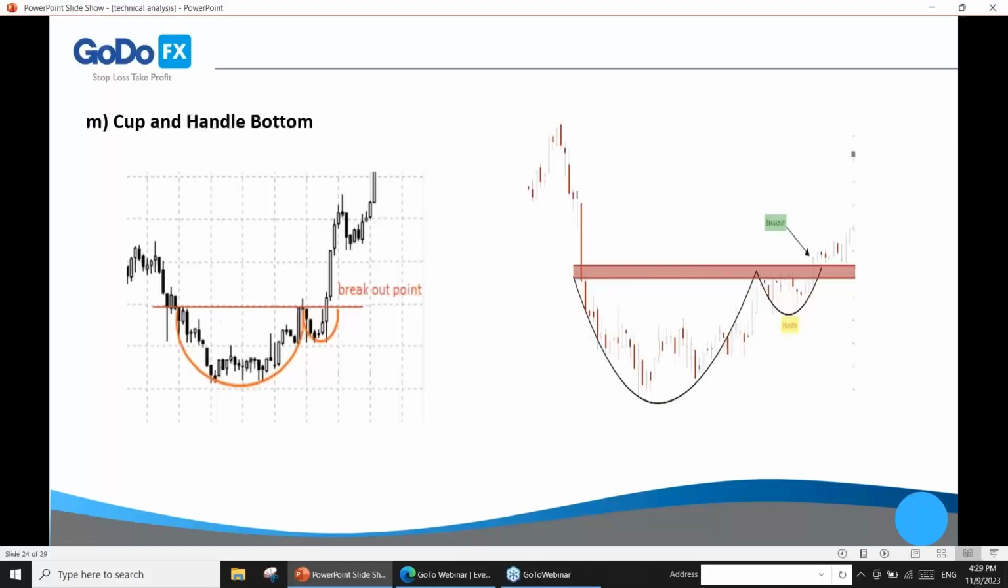Now for the cup and handle pattern, which is a bullish continuation pattern that resembles the shape of a teacup. As we can see, it is similar to a teacup shape. So it typically forms after a prolonged downtrend and signals a potential trend reversal to the upside. So the pattern consists of two parts, the cup and the handle.